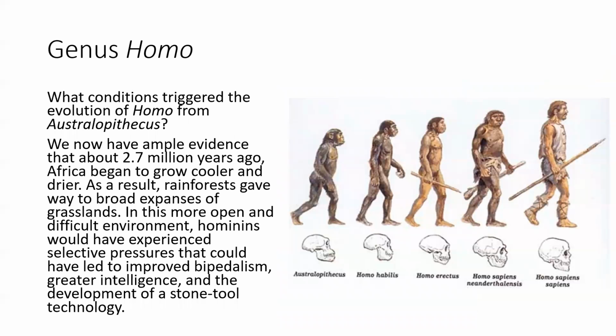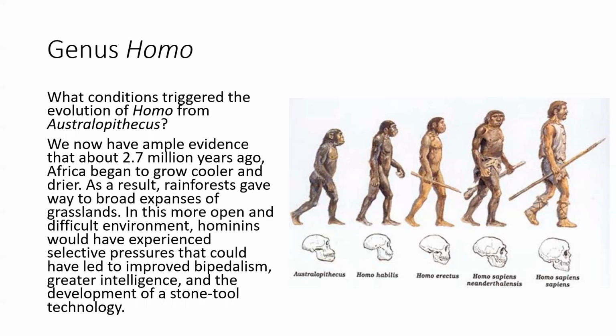So what conditions triggered the evolution of the genus Homo from the genus Australopithecus? Well, we now have ample evidence that about 2.7 million years ago, Africa began to grow cooler and drier. And as a result, rainforests gave way to broad expanses of grasslands. And in this more open and difficult environment, hominins would have experienced selective predators that would have caused us to walk upright and be bipedal, right? Just like horses had to get really tall to see over the grass, humans had to start walking upright to see over the grass.